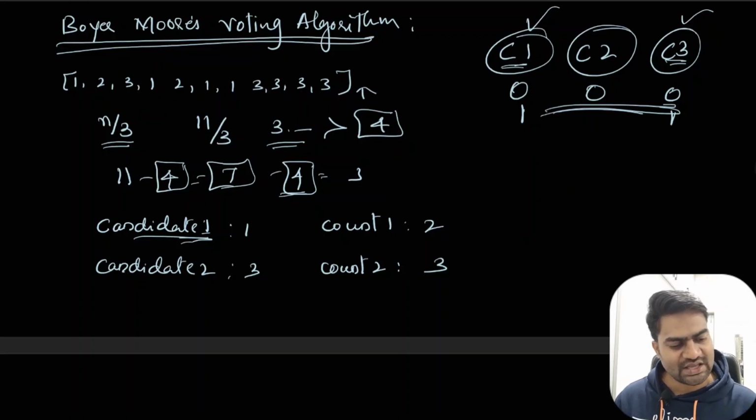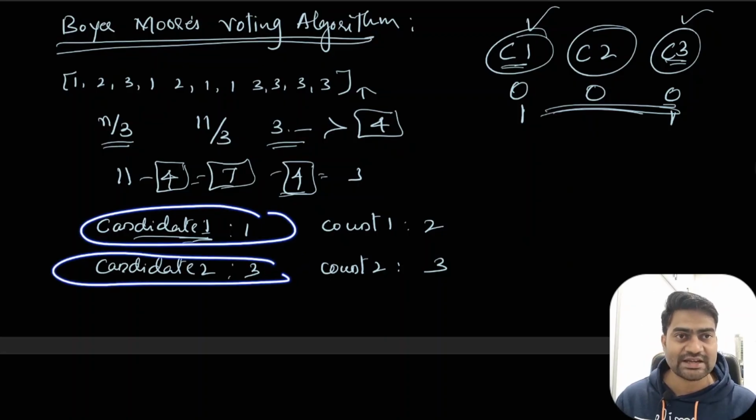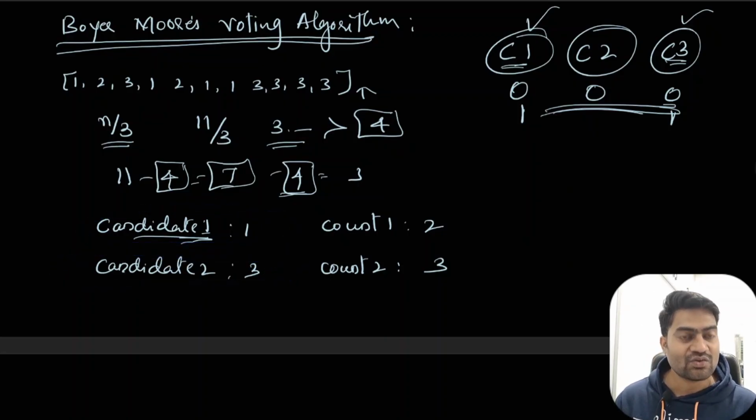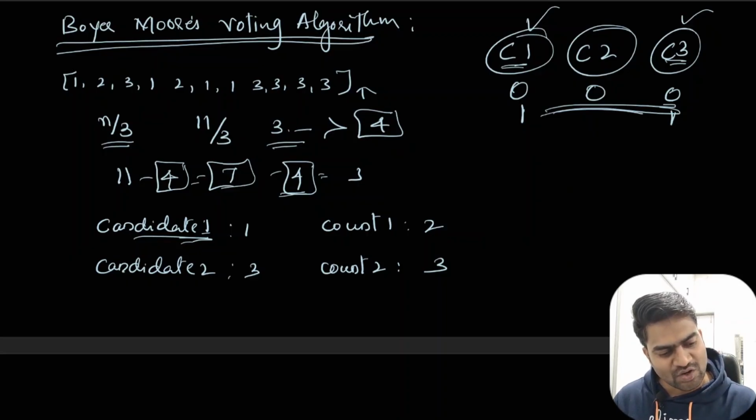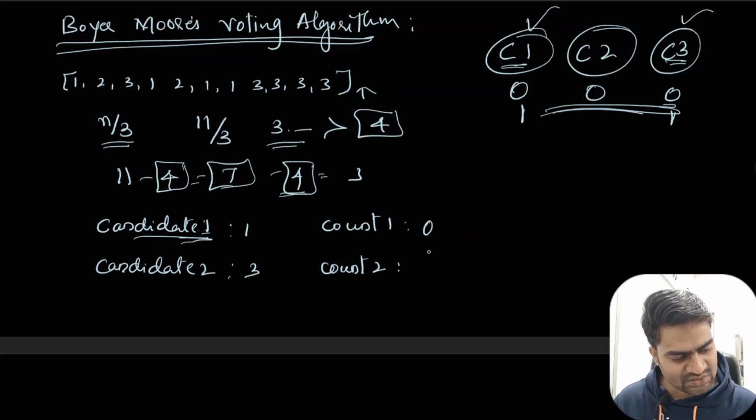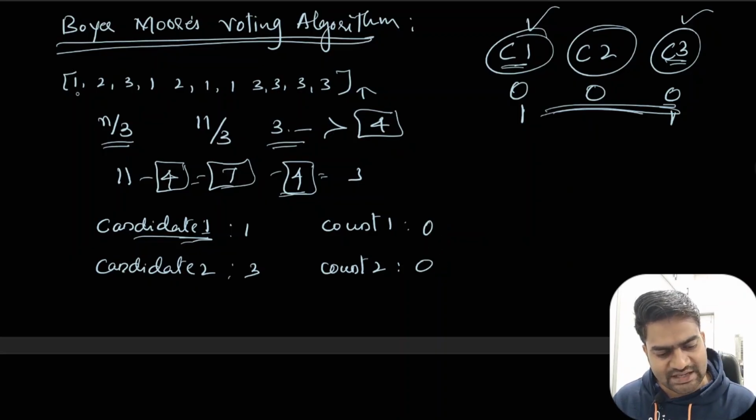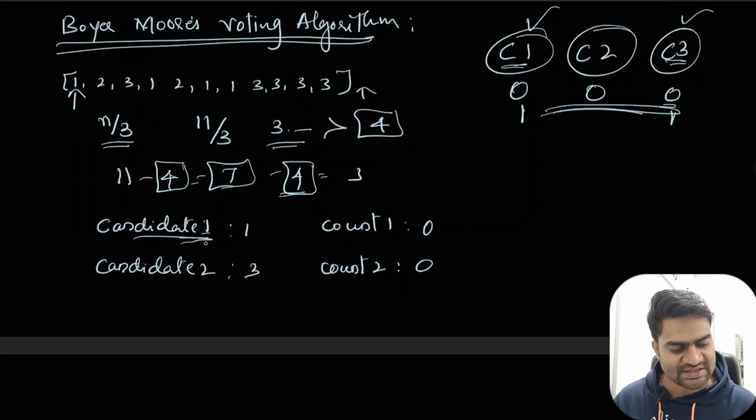So now if you see, these are our probable candidates. Candidate 1 will be 1 and candidate 2 will be 3. So then after this, we should make sure they really appear more than n by 3 times. Now what I will do, I will simply reset these counts to 0, 0. So I'll start again. This is 1. So it means it is our candidate 1. So I will increase count 1.